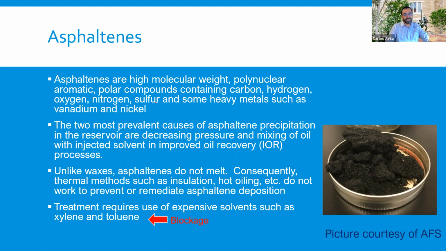And they create, as opposed to wax, that wax is a soft deposit, asphaltenes are a hard deposit, and they're not going to melt. So they're difficult to deal with. You cannot melt them, the hot oil wouldn't work. So in order to deal with them, what you end up using is solvents such as xylene or toluene to remove the blockage. But you can see from this picture, you get an idea that it's almost like you're building up rocks or asphalt in your wells.